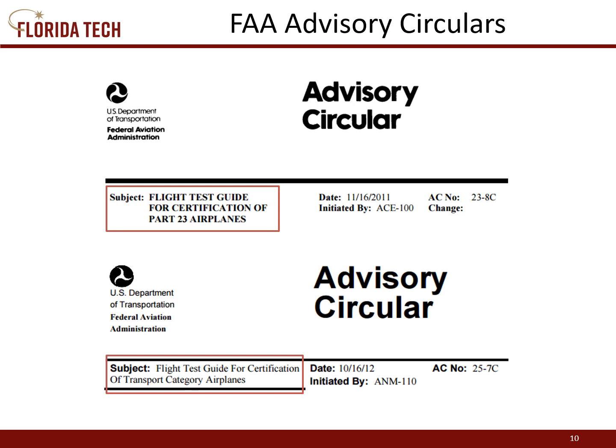Here are the two advisory circulars that dictate how an airplane, in terms of a method of compliance, will be certified. And there's one for Part 23, that's 23-8C, and there's one for Part 25, and that one's 25-7C.